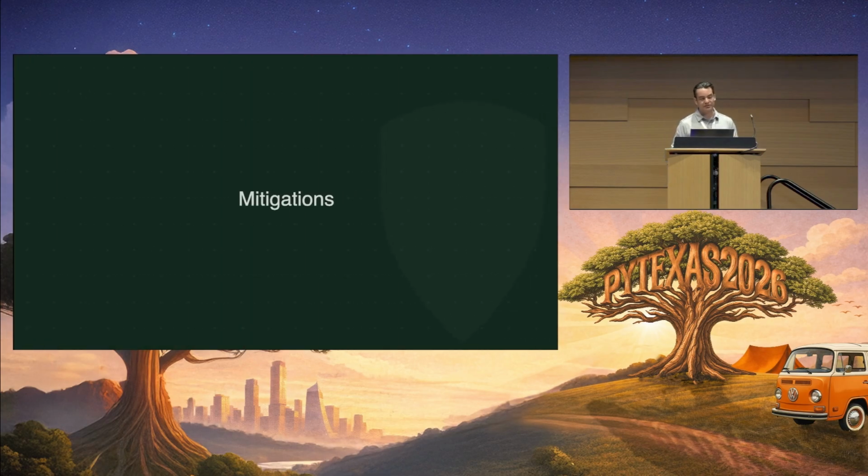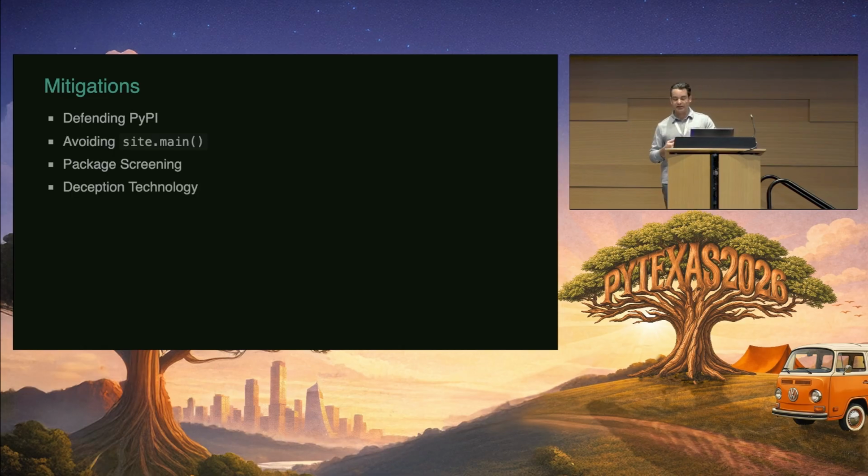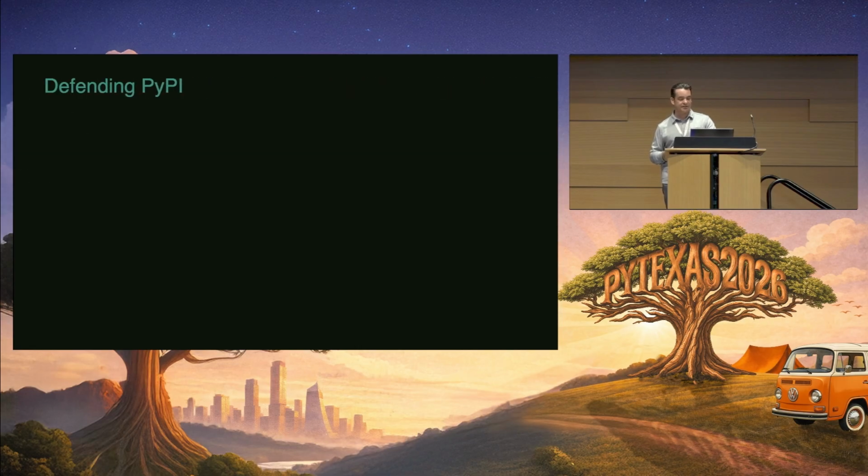Okay, so we've seen that there's still quite a few ways to get malware on your system. What are some things you can do to mitigate this threat? Defending PyPI is an active area of mitigation, avoiding site.main, package screening, and deception technology. We'll look at each of these.